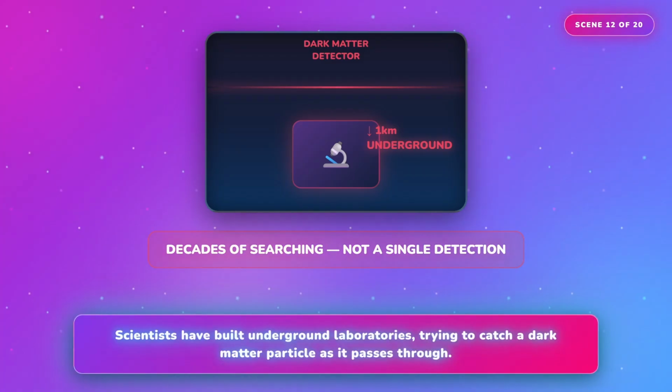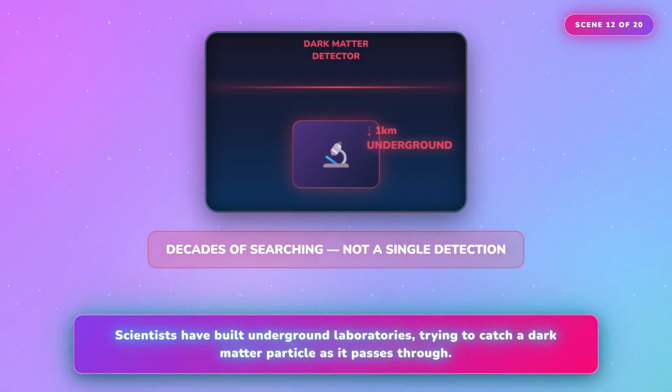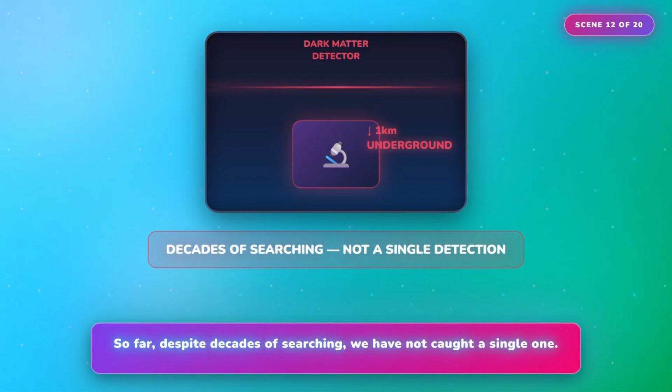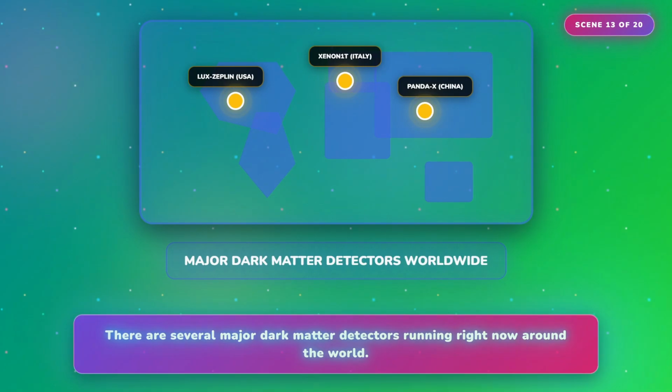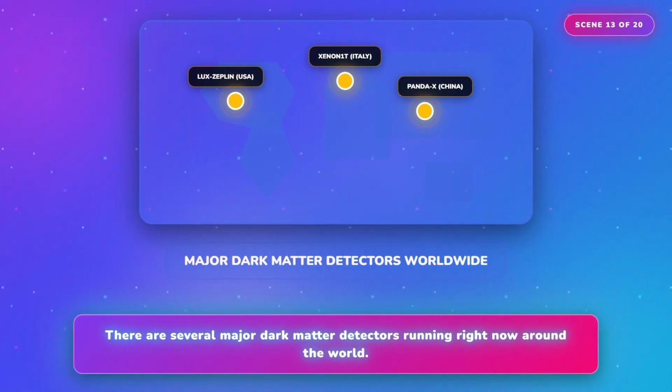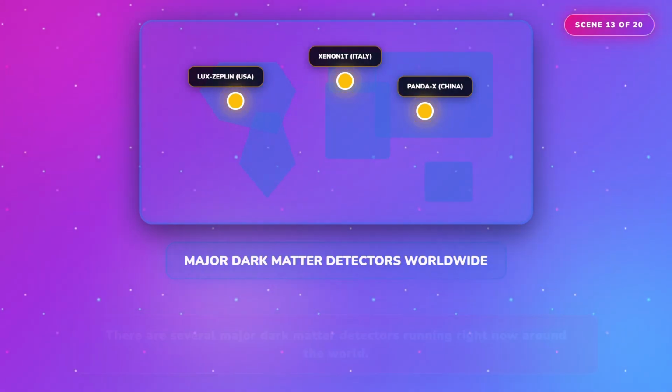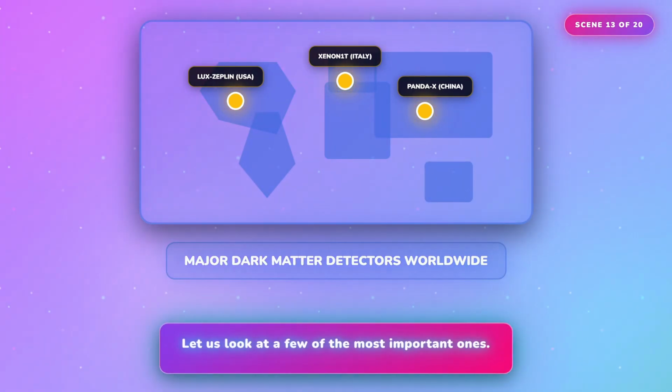Scientists have built underground laboratories, trying to catch a dark matter particle as it passes through. So far, despite decades of searching, we have not caught a single one. There are several major dark matter detectors running right now around the world. Let us look at a few of the most important ones.